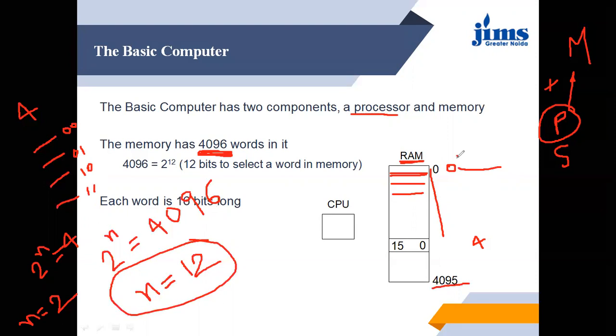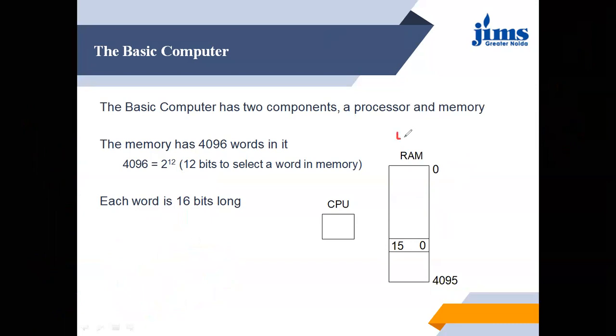Same when we have to express, suppose, the first location, that will be 0 0 0 and so on, 12 zeros. Totally 12. So by using these 12 bits, I can represent any of the memory locations. This was about the capacity.